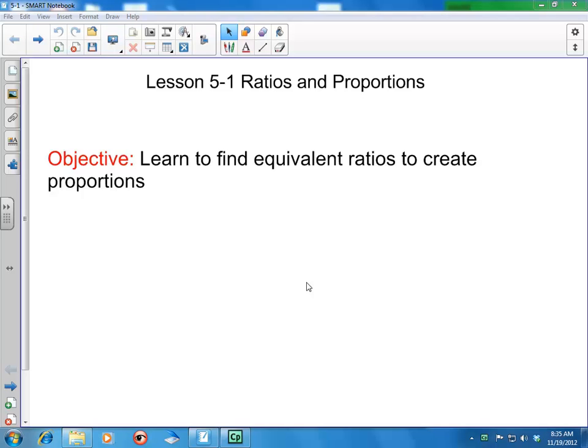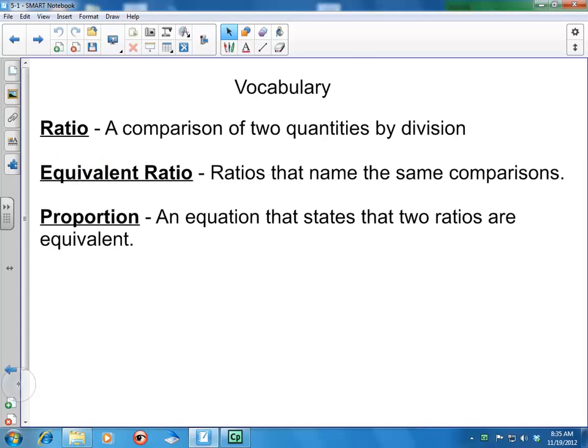All right, today we are going to be talking about ratios and proportions. And we're going to be talking about how to find equivalent ratios to create proportions. All right, we do have three vocabulary words today.